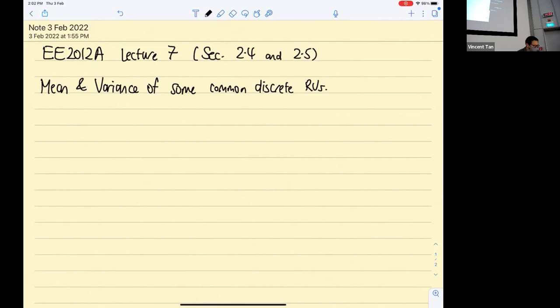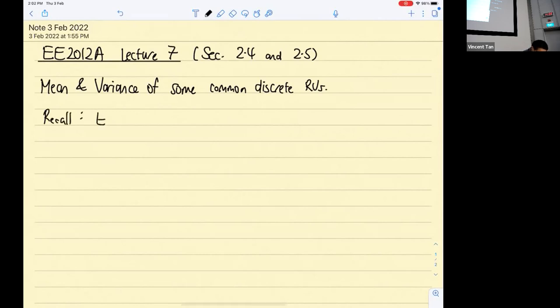So today we will continue our discussion on mean and variance of some common discrete random variables. And then we will talk about the very, very important joint probability mass function. Very important, okay? This is something probably new. You may not have seen it before in JC or Poly. Maybe everything we have covered up to now, you have seen before in some way or another. So I just want to recall, because it's been some time, some common notions, okay?